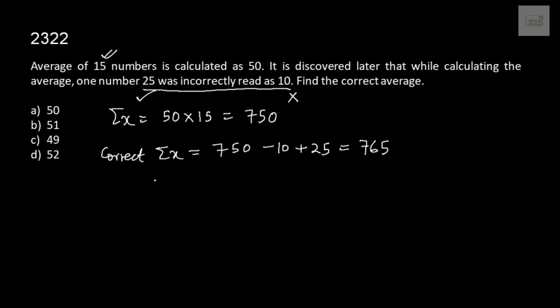765 happens to be the correct total of still again 15 numbers. Find the correct average. So correct average should be 765 by 15. That will give us 51. And yes, 51 is there in option B.